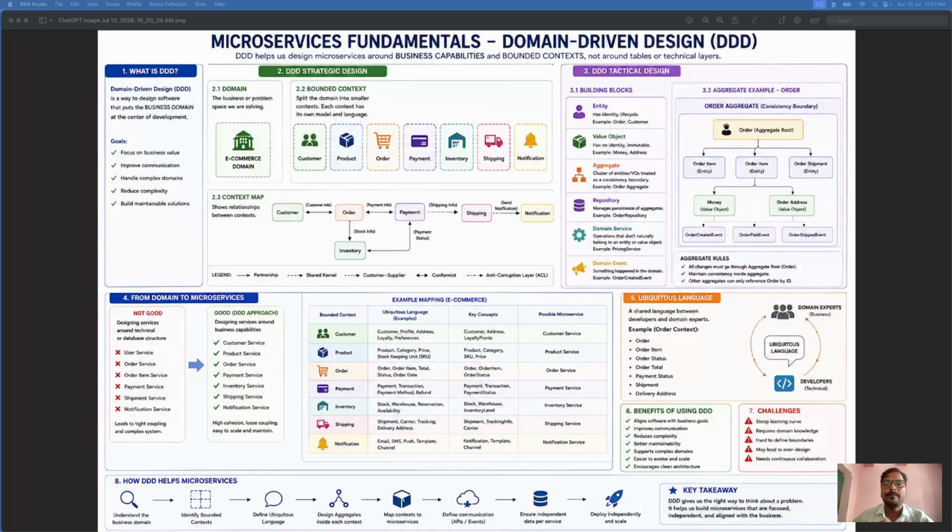In the next lesson, we will dive into service design and service boundaries, where we will learn how to decide the right size of a microservice, avoid common design mistakes, and create a scalable, maintainable architecture.